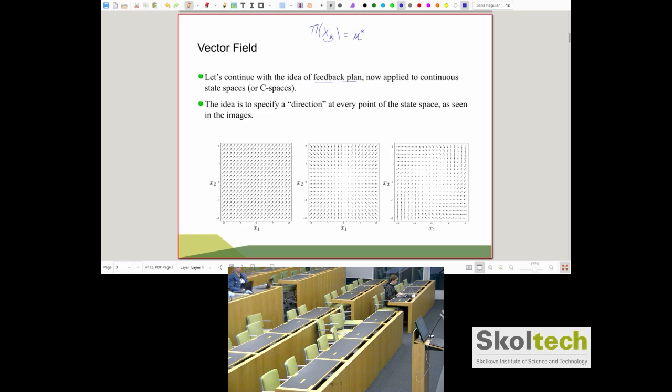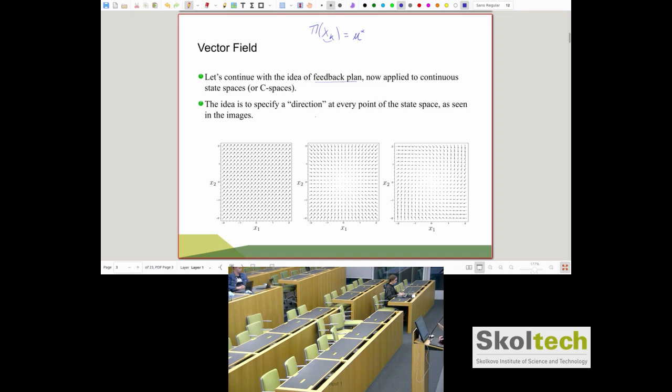So this was the most important outcome from the previous lecture. From this one, you'll see that we will not have the same kind of guarantees on optimality, but at least it is a good thing for us to aim to have this sort of feedback plan, okay? So for this, we need to take a step back and talk about a more basic concept, which is the vector field.